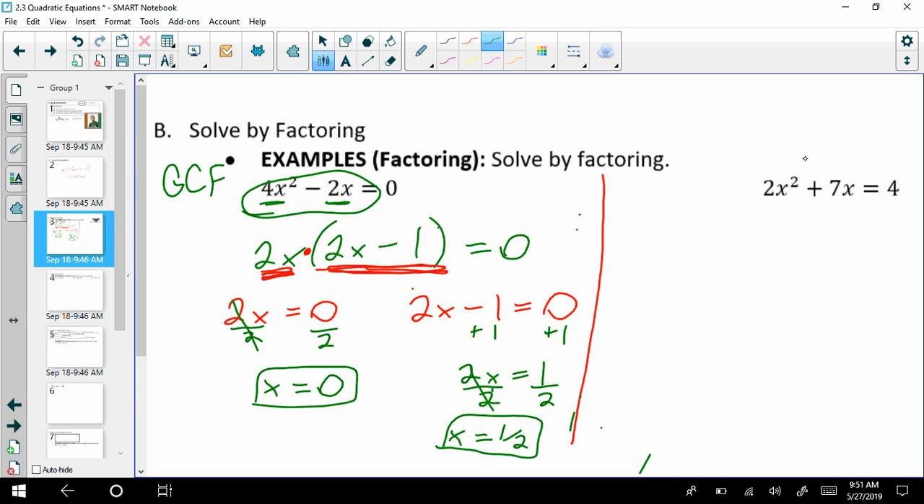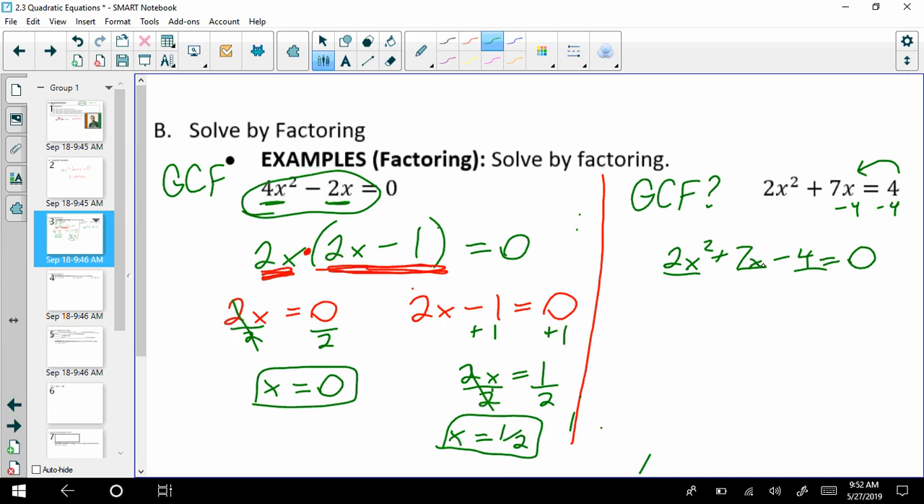All right, now the next one, before I factor, I'd like it to be equal to 0. I want everything on one side. So I'm going to bring the 4 over, and to do that, I'm going to have to subtract it over. Okay, once I'm equal to 0, now we're going to solve it. Can I do a GCF? And the answer is no. There's not something that I can take out of all three of them besides one.